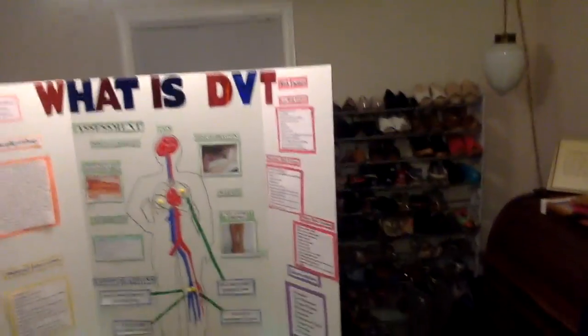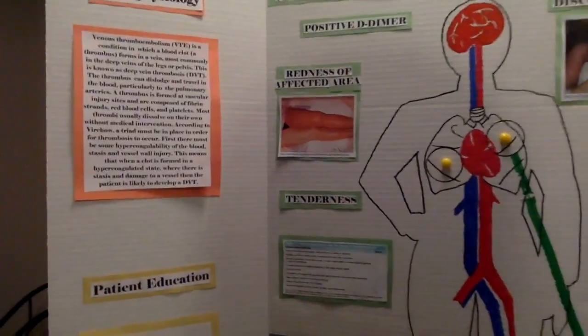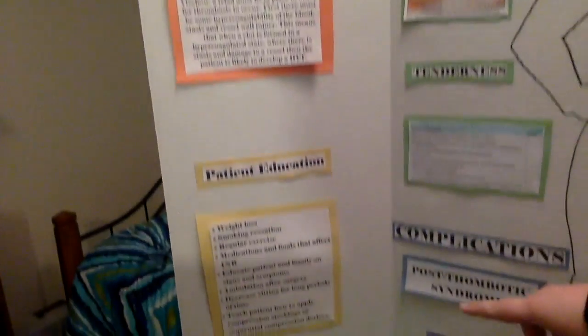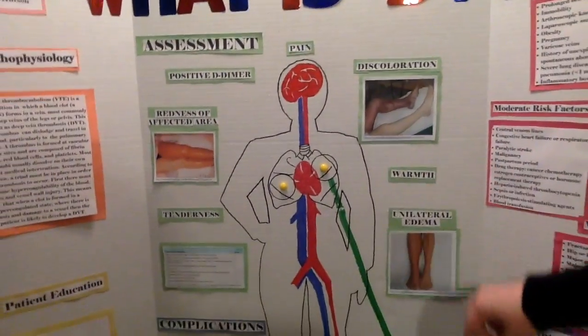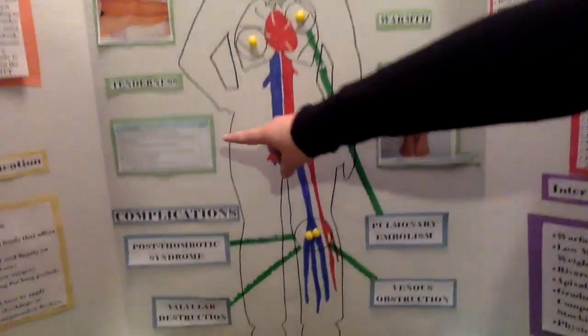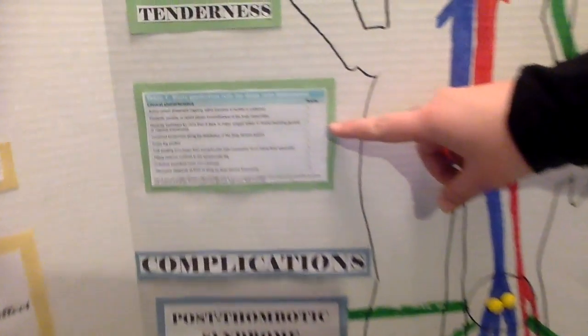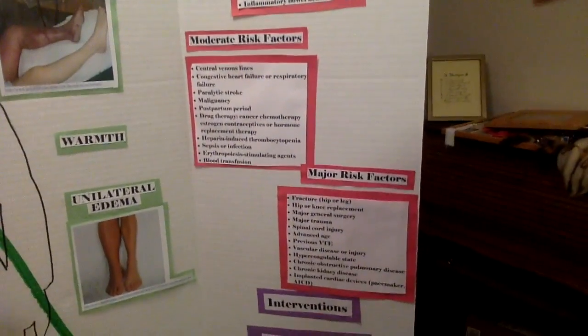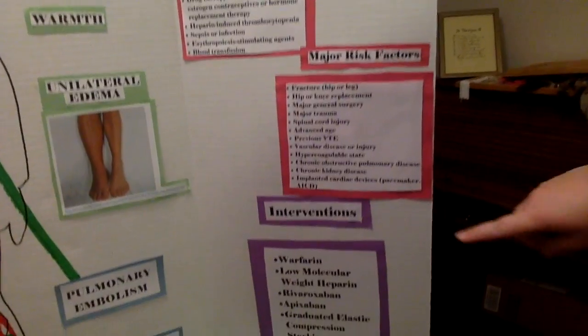Now we'll just demonstrate, or we'll get a better view of our poster. This here, of course, is the pathophysiology, patient education, different assessment findings, Wells prediction chart, complications, your low, moderate, and major risk factors, and then interventions.